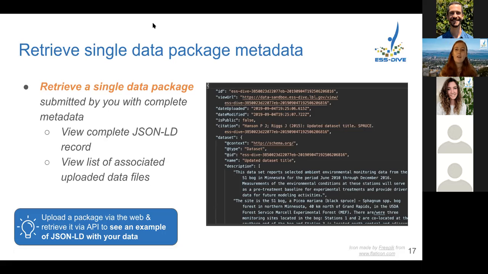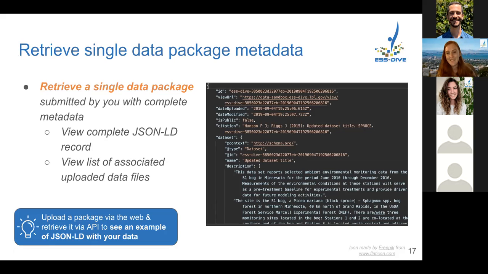So one of the other things the package service API allows you to do is pull down the data package information in JSON LD. So you can search for a single data package and you'll get the complete JSON LD record and you'll be able to see all the files associated with it.